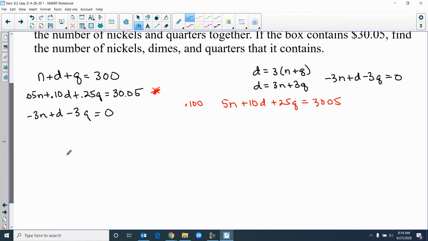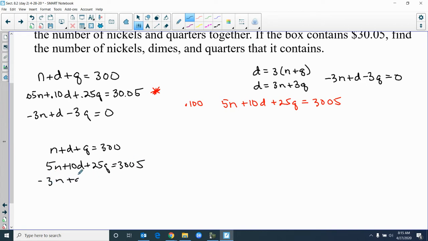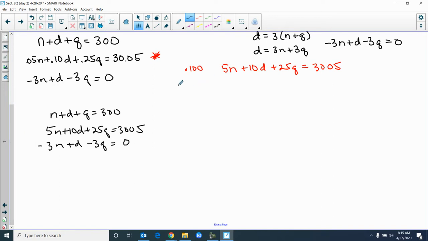All right, so let's take a look here. I got n plus d plus q equals 300. I got 5n plus 10d plus 25q equals 3005. And I got negative 3n plus d minus 3q equals 0. I'm going to go through elimination and see what we can eliminate. I'll call this equation 1, equation 2, equation 3. Again, you don't have to multiply that by 100. Just makes things a little bit easier.